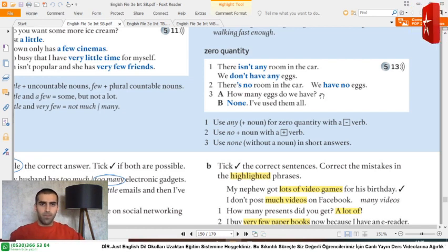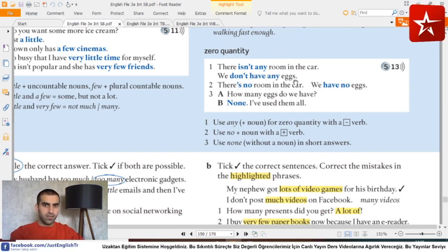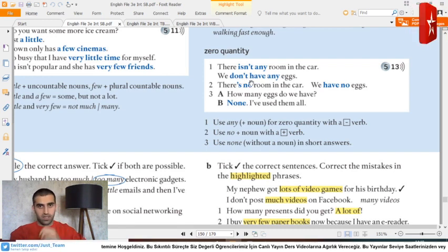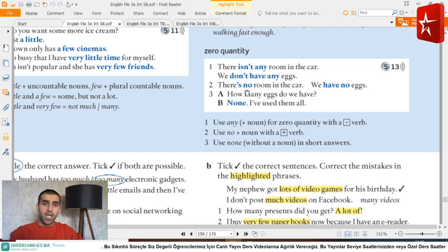So as you see, you can ask me what's the difference between any and no. We use any with negative sentences, like we must have not here. Isn't, don't. But with no, we shouldn't use not here. There is no room in the car. We have no eggs. That's it.